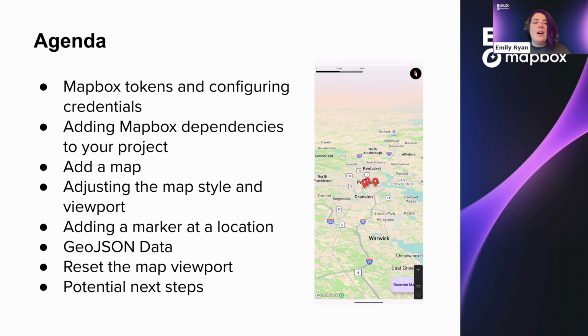For today's agenda, we're going to be walking through Mapbox tokens and configuring your credentials. We're also going to showcase how to actually add the Mapbox dependencies to your project. We're also going to go through some different code snippets of how to add a map to your application, adjust the map style and viewport, as well as adding markers at locations, parsing through GeoJSON data to add markers to your application, and then doing a reset the map viewport button by using fly to animations. And then we'll wrap up at the end with some Q&A and some potential next step suggestions for things that you can do after the presentation.